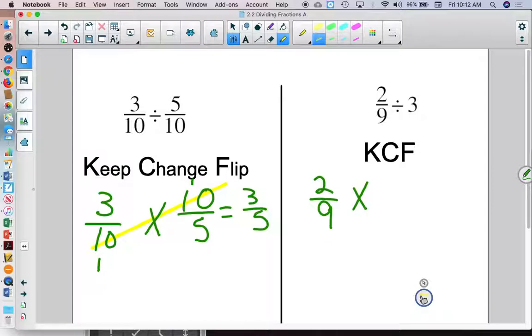All right. I kept the first one. Yep. I changed to multiplication. What do I do with the second one? What does the flip look like? Raise your hand, Bryson. 1 over 3. Can I bow tie? No. Is there any bow tie there? Nope. So what is my final answer? Did you get 2/27? Yes.